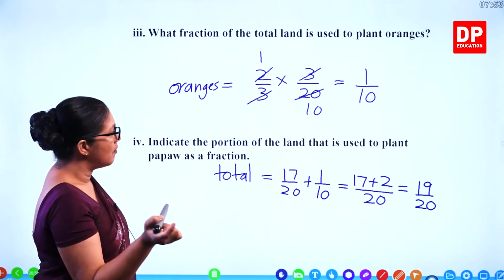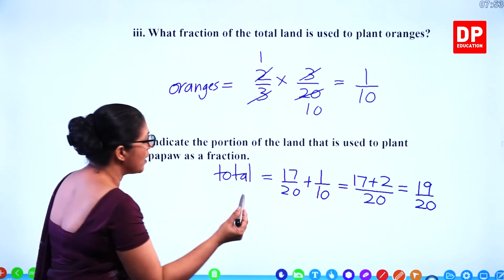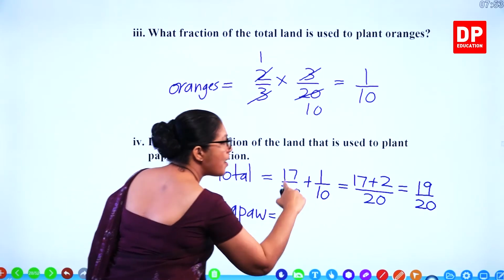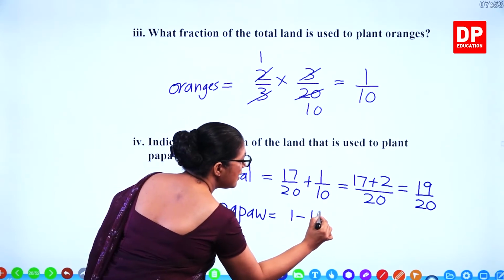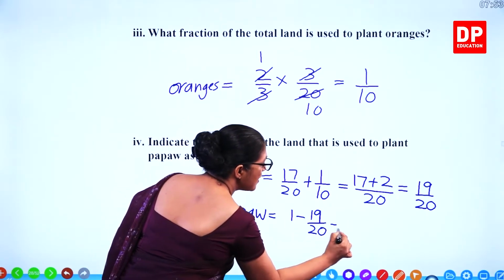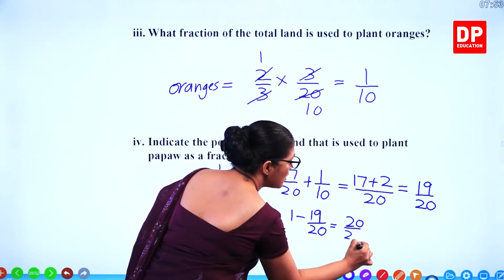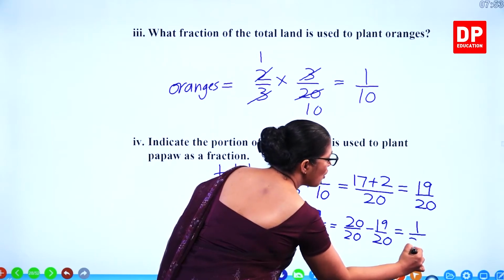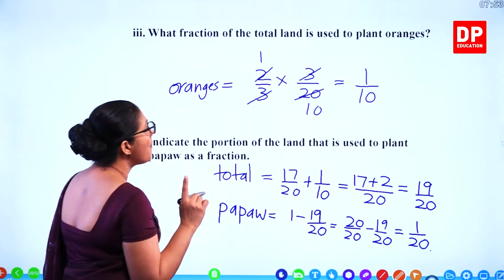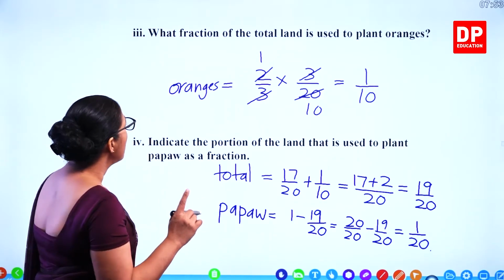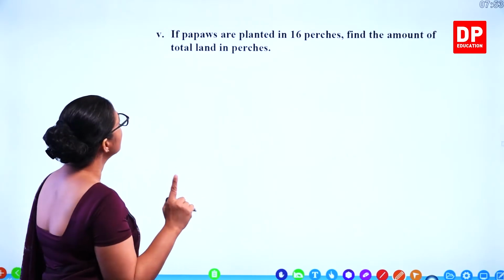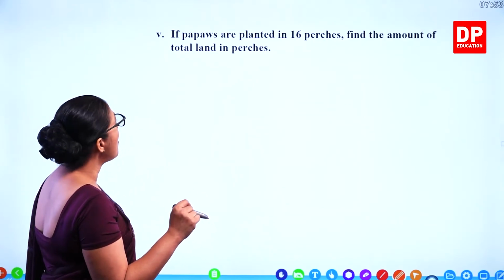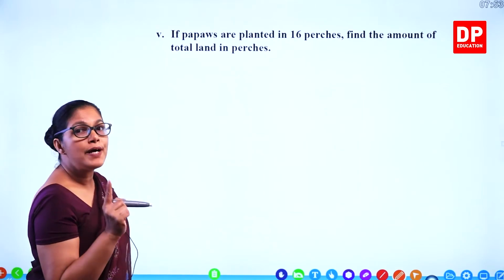So the remaining part used to plant, what's that? Pawpaw. So what's the pawpaw part? Pawpaw part is 1 minus 19 over 20. So that means you can write 20 parts out of 20 minus 19 parts of 20. That's just 1 part of 20 used to plant pawpaw. Then the next part, if pawpaws are planted in 16 perches, find the amount of total land in perches.